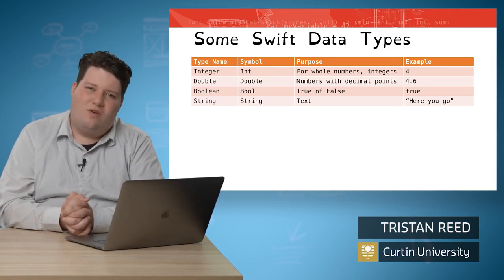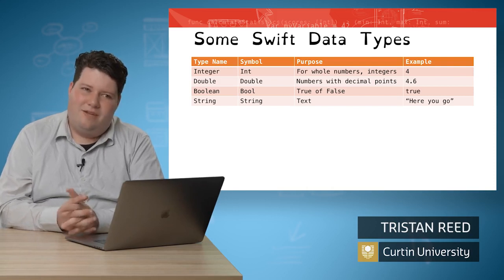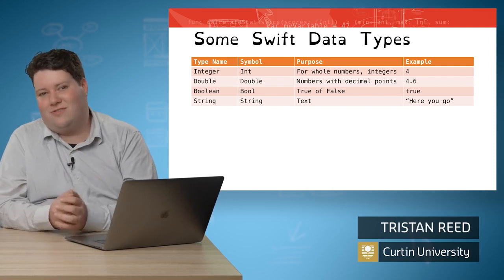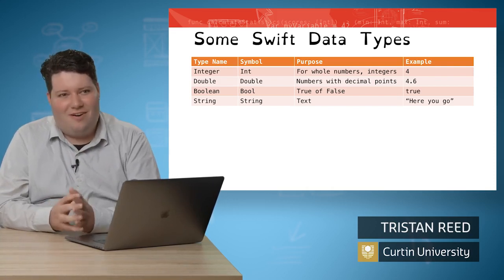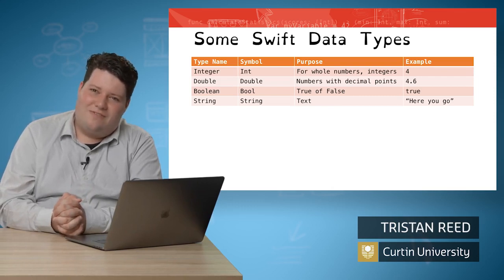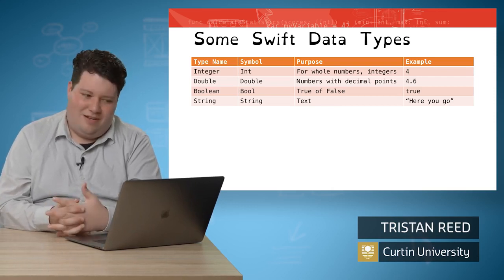We also have something called a boolean. Now, a boolean is simply a true or false value. Am I here talking to you today? That is true. Am I here talking to you tomorrow? Well, we're yet to find out. So if we want to store a true or false value in our program, we use a boolean.